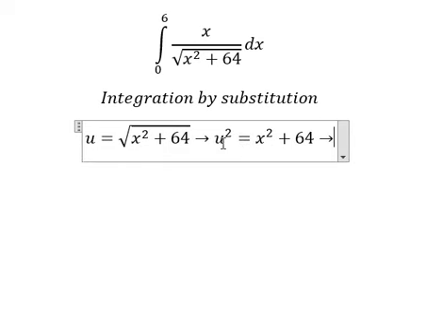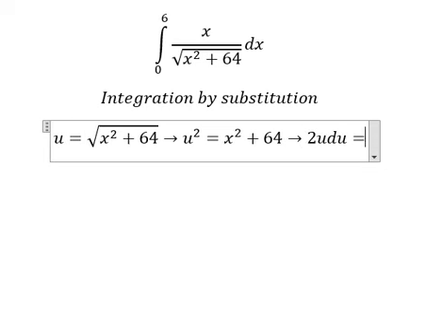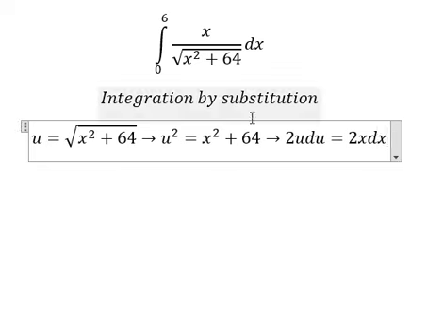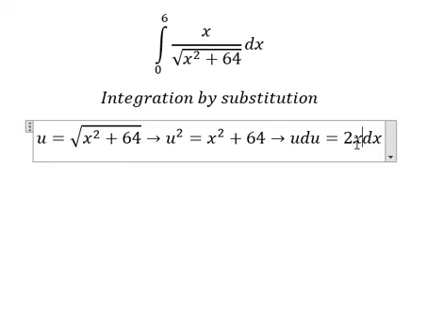Next, we need to first take the derivative of both sides. This one is 2u du. This one is 2s. This one is the constant, so you get 0. So we need to divide both sides by 2.